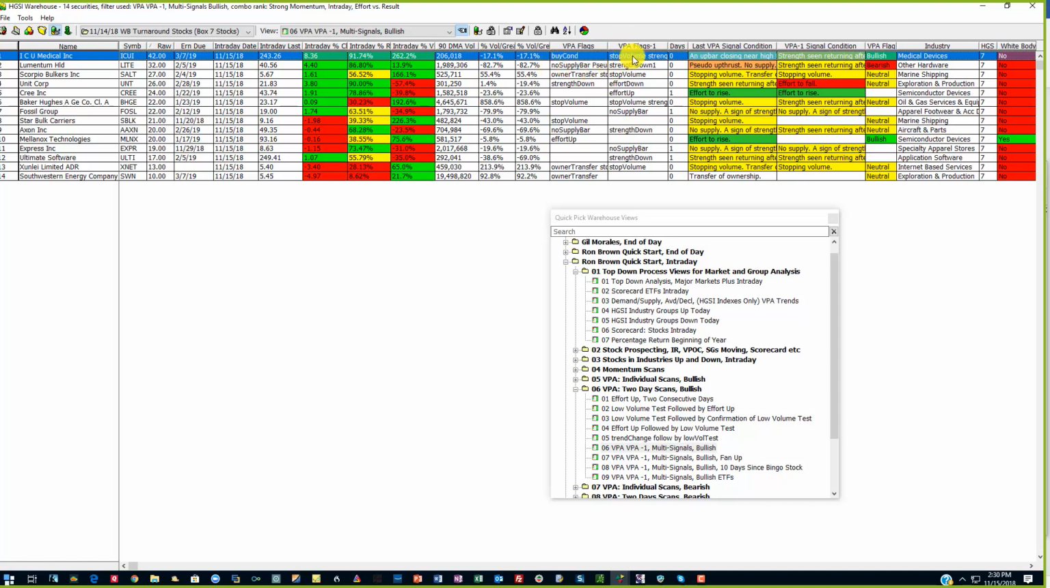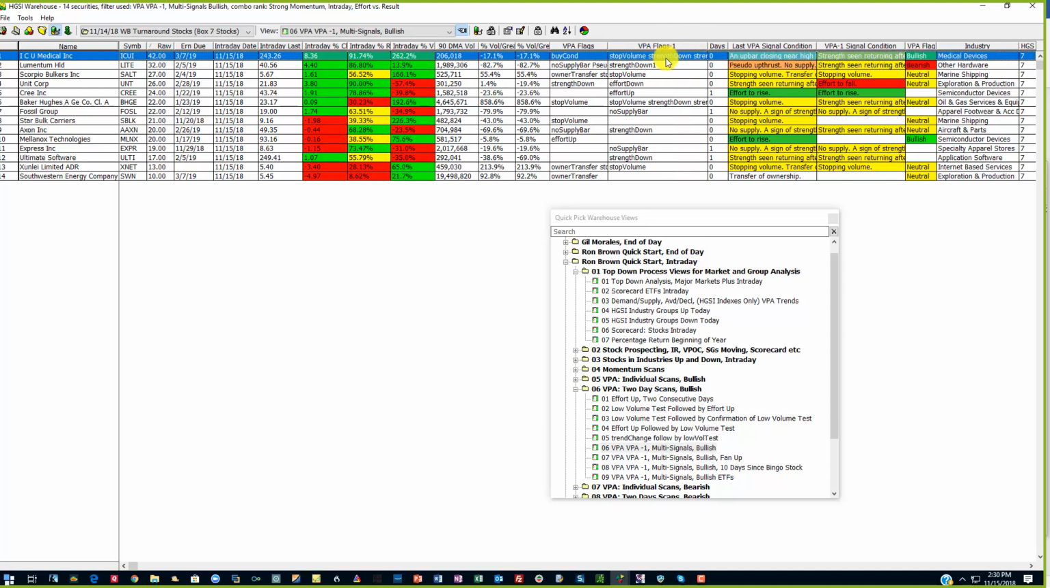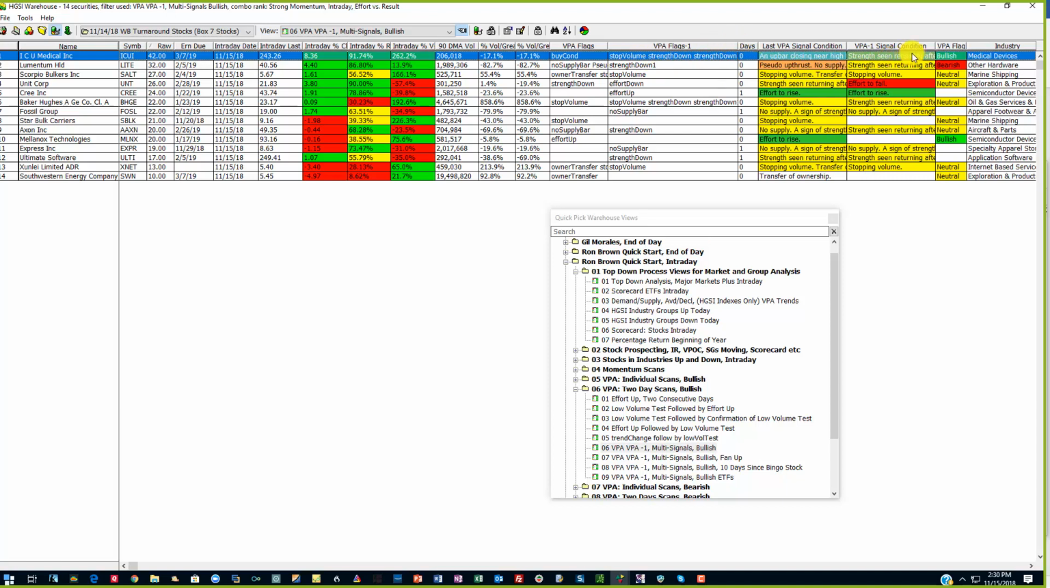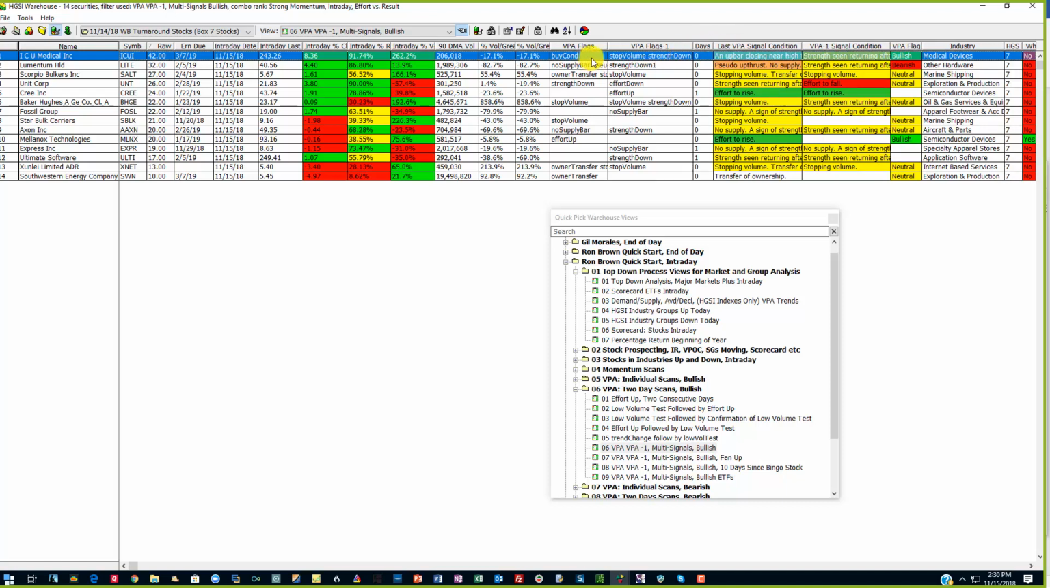Now, yesterday, or the day before yesterday, on this stock, ICU Medical, stop volume after a downtrend. Strength seen returning after a downtrend. That's why I left these columns in here, to translate this into English. But these are the actual VPA flags that are in the filter. And then there was a buy condition, an up bar closing near the high. So this corresponds with this, corresponds with this. So let's take a look at this stock, ICU Medical.